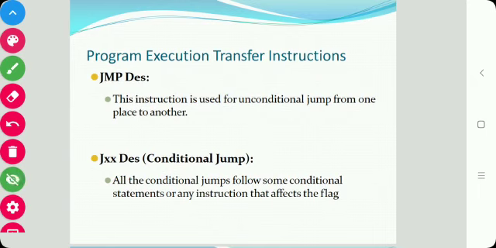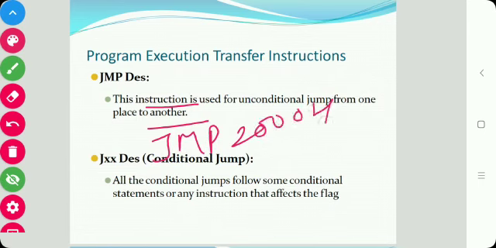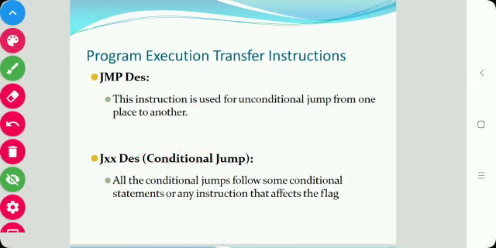and conditional jump. So there are two types of jump instruction, unconditional and conditional. Unconditional jump will cause the program control to transfer to the specified location without checking any condition. For example, this is your jump, JMP 2000h. This instruction will directly jump to the location 2000h. So it is an unconditional jump.